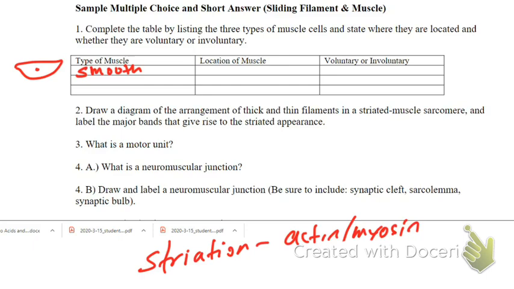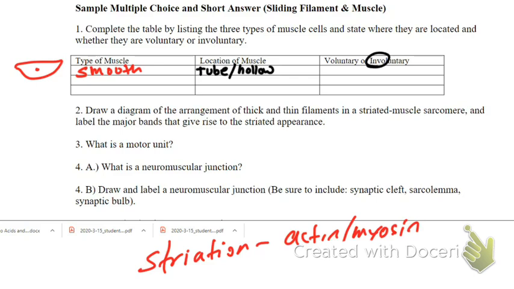Location of smooth muscle, you're going to see it on any tube, any hollow organ that's not the heart, right, will have smooth muscle. That's a blood vessel, that's ducts, tear ducts, that's bronchial tubes, digestive tubes, right? Any type of tube is going to have smooth muscle, right? And hopefully you guys know that it's involuntary. Otherwise, you'd be able to contract your intestine at will.